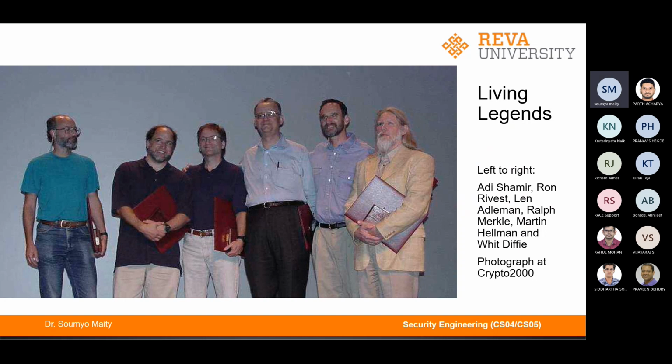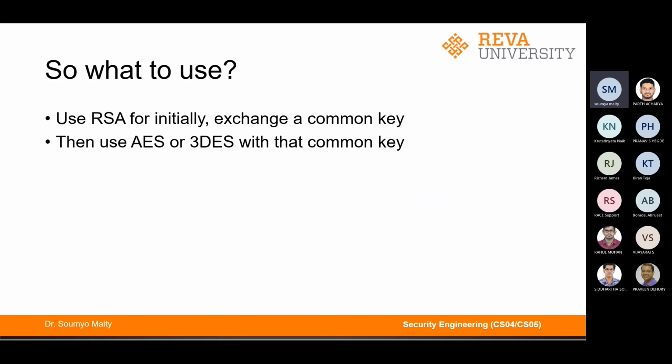So these are the living legends. This is Shamir, RSA. These guys are RSA: Rivest, Shamir, and Adleman. This is Merkle, and these two guys are Diffie and Hellman. If I'm not wrong, this week there is also an RSA conference, and all of them are there.